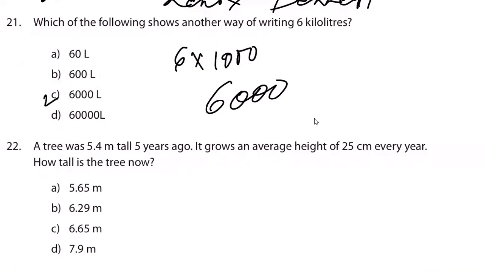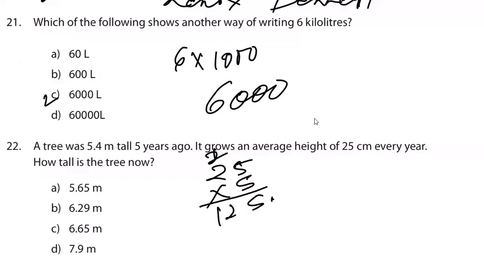Alright. 22 says a tree was 5.4 meters tall 5 years ago. It grows an average height of 25 centimeters every year. How tall is the tree now? So if it grows 25 centimeters on average and it's growing for 5 years, it will be 5 times the 25. 5 times 5 is 25, 5 times 2 is 10, and 1 is 11. So that will be 125 centimeters.